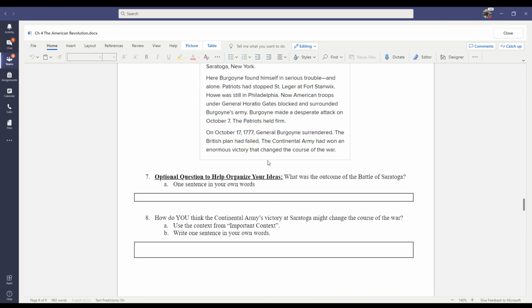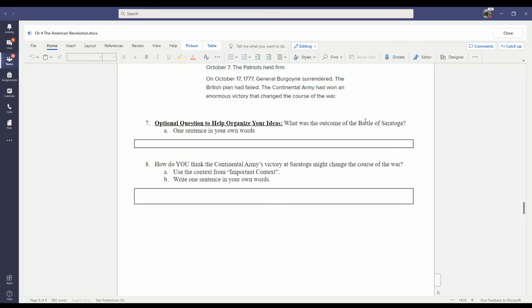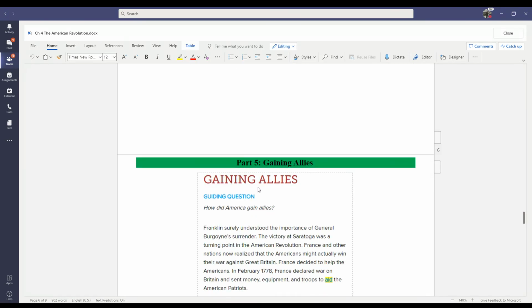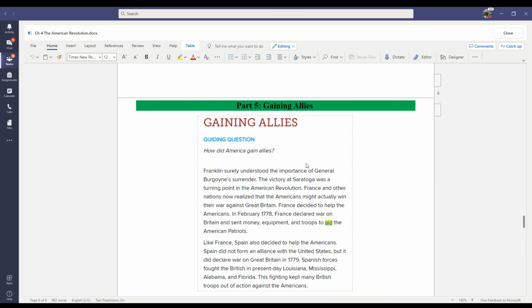So you're going to read about Saratoga. Question 7 is optional if you need some help to organize your ideas. What was the outcome of Saratoga? 8, how do you think the Continental army's victory at Saratoga might change the course of the war? So make sure you use that context I just read out loud. You write 1 sentence.